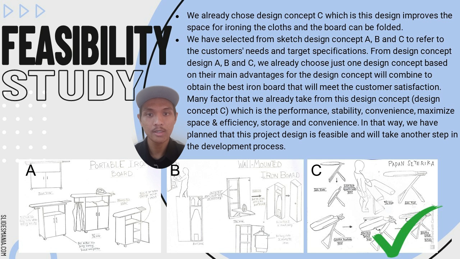Next, feasibility study. We already chose design concept C, which is this design, improve the space for any of the clothes, and the board can be folded. We have selected a sketch from design concept A until C, referring to the customer needs and target specification. Many factors that we already take from design concept C are performance, stability, convenience, maximize space and efficiency, storage and convenience. In that way, we plan this project design is feasible and will take another step in the development process.